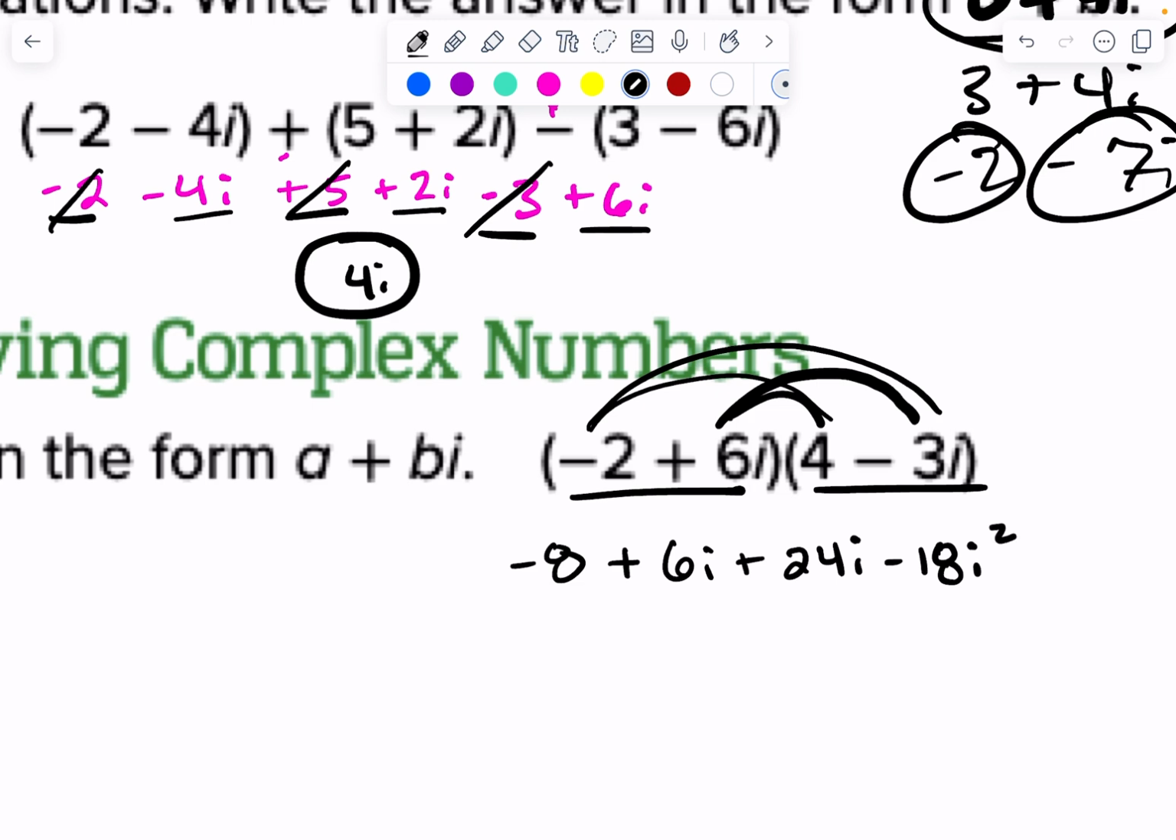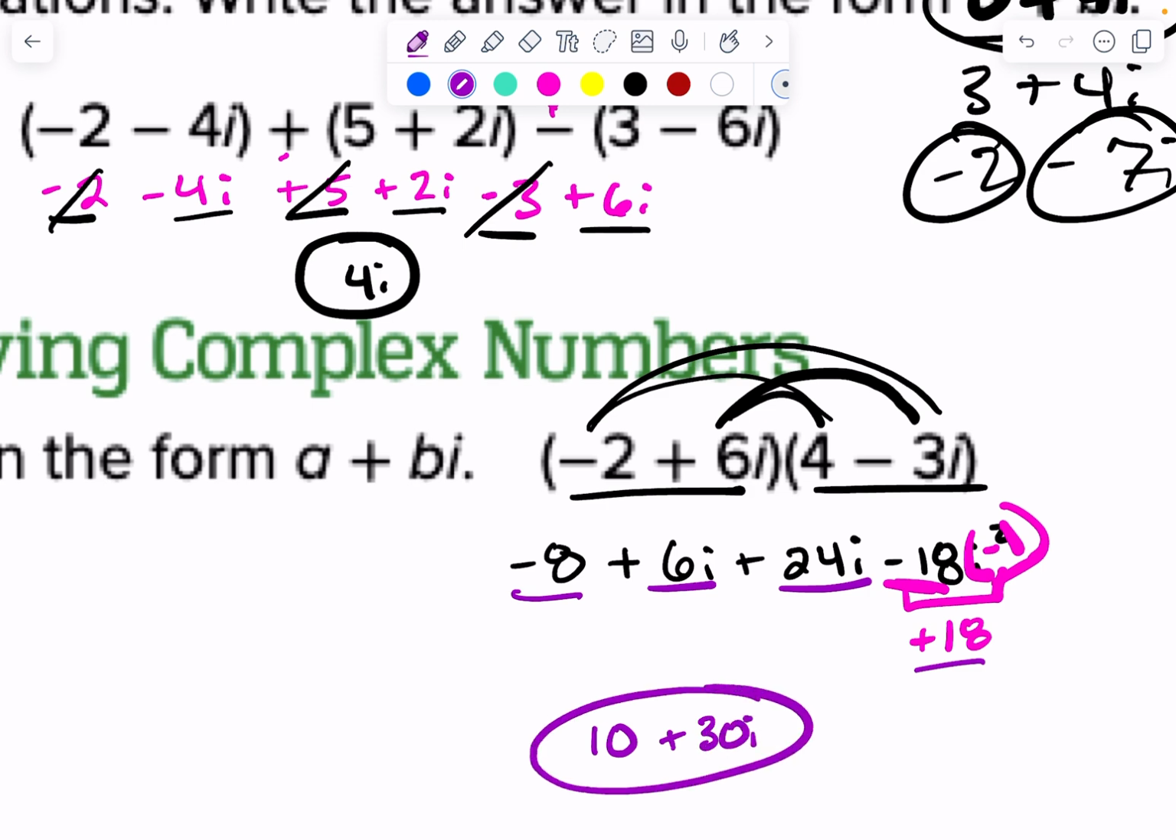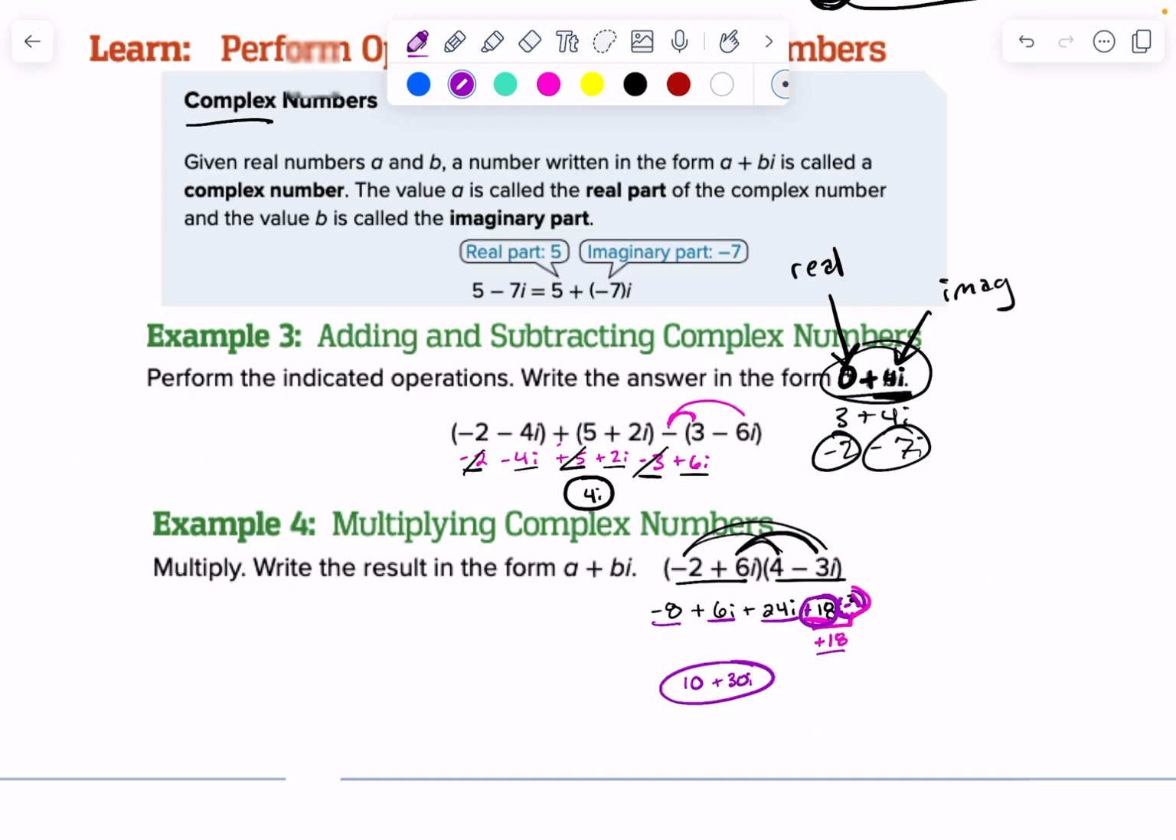Before we start combining like terms, we're going to fix our i squared. I know that i squared is just negative 1, so I'm going to replace that there. Negative 18 times negative 1 is just going to be positive 18. Now I'm going to combine my like terms. So I have negative 8, positive 18, that makes 10, and 6i and 24i, that makes plus 30i. Anytime you have an i squared, just make that a negative 1. Really what it's going to do is just flip the sign of what's in front of it. We're going to see that again in just a second.